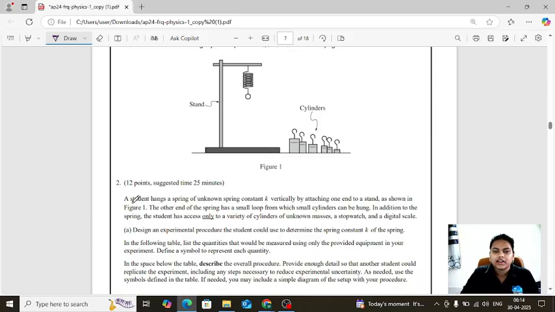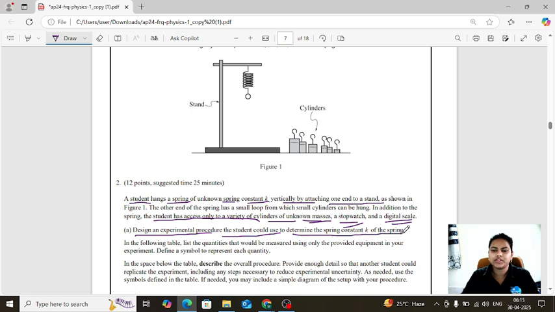Okay, let's start. A student has a spring of unknown spring constant K vertically attached at one end to a stand, as shown in this figure 1. The other end of the spring has a small loop from which small cylinders can be hung. In addition to the spring, the student has access to only one variety of cylinder of unknown mass, a stopwatch and a digital scale. Design an experimental procedure that the student could use to determine the spring constant of the spring.